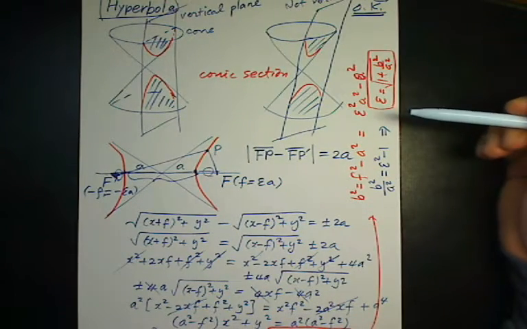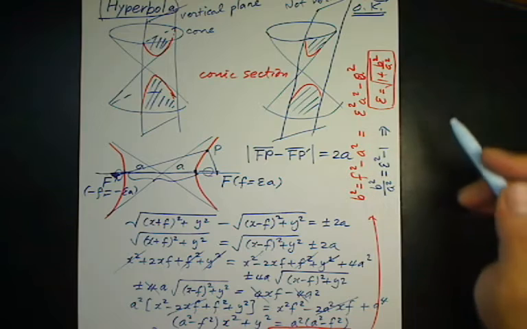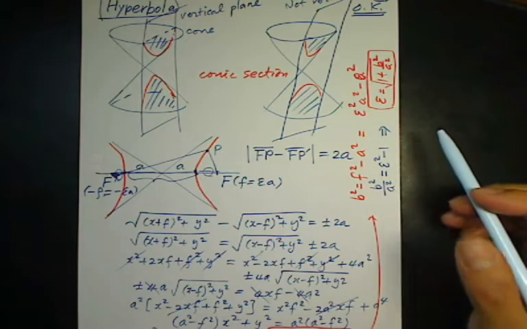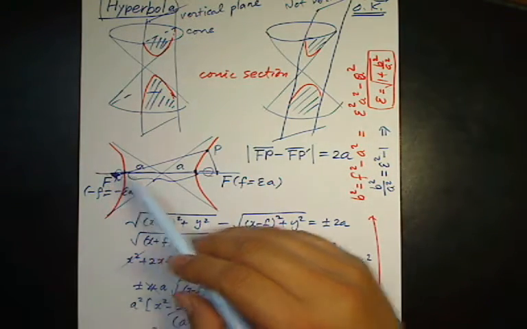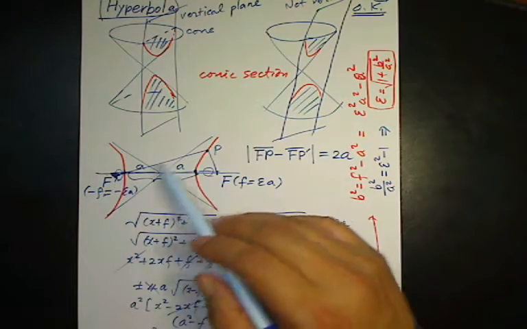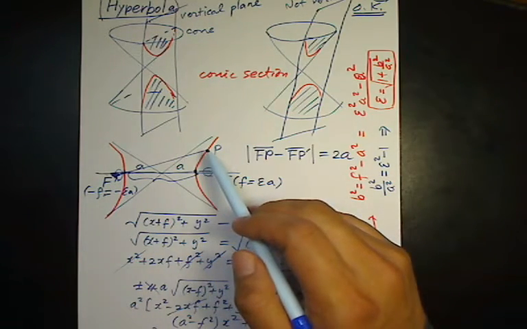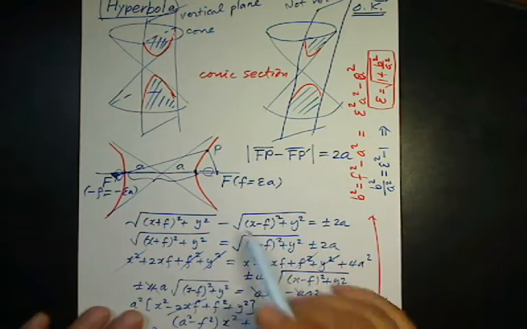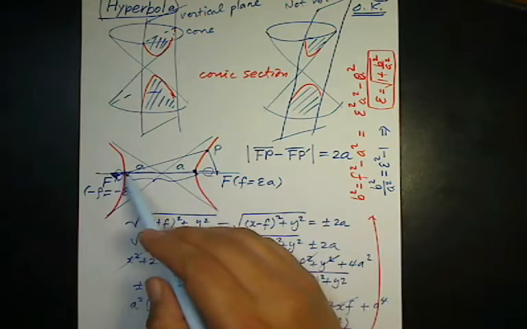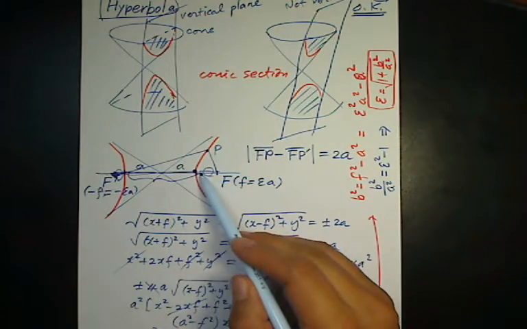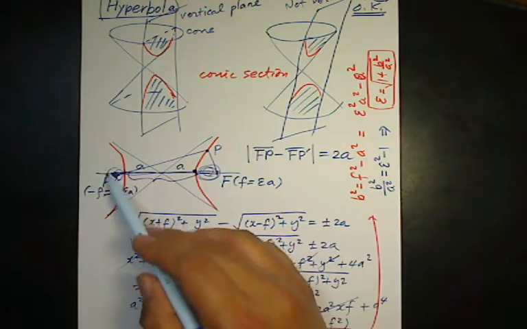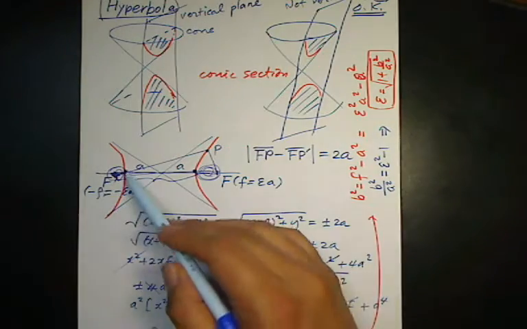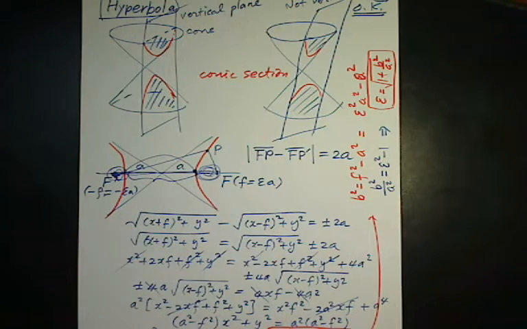The elementary definition of the hyperbolic orbit is that the difference of the distances from the two foci to a trajectory point is equal. Here, for example, for this point, this distance subtracted by this distance is the same as at this other point, and this is 2a. So the distance difference becomes 2a, and that is the hyperbolic orbit.